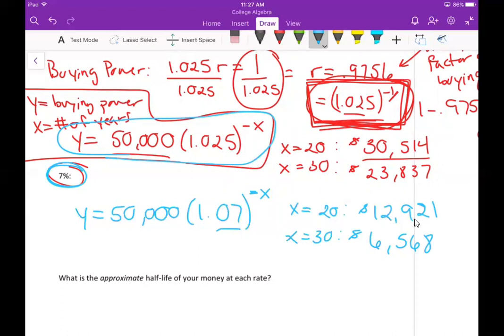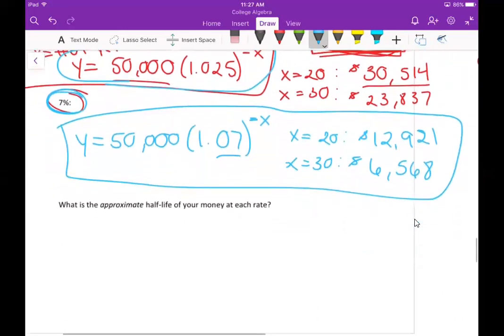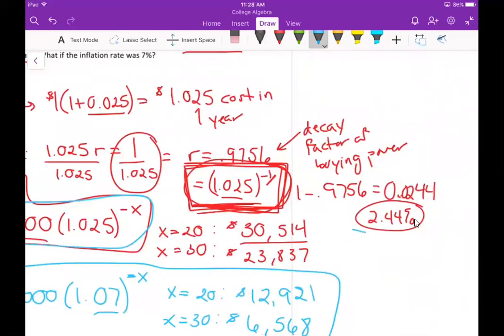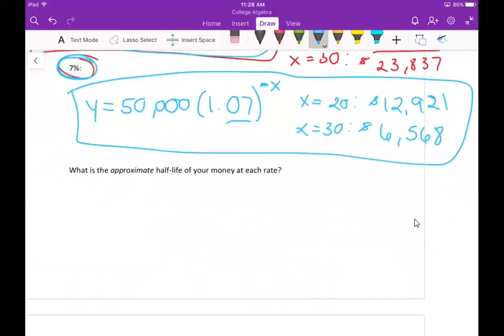Okay, so we like to quantify decay in terms of half-lives. And remember, we found that decay rate of our money back up here. Let's use that decay rate and the rule of 70, because that's a rate less than 10%, to find the approximate half-life of our money at each rate to compare them.